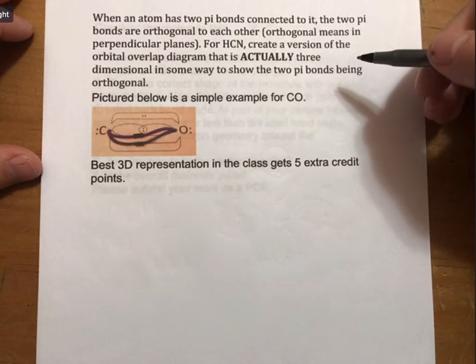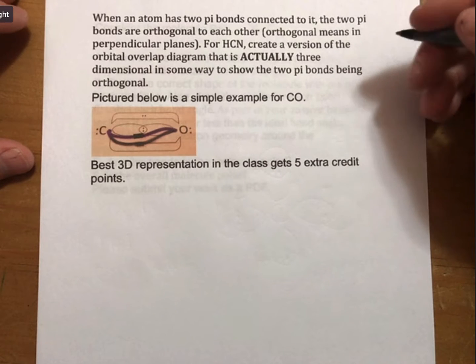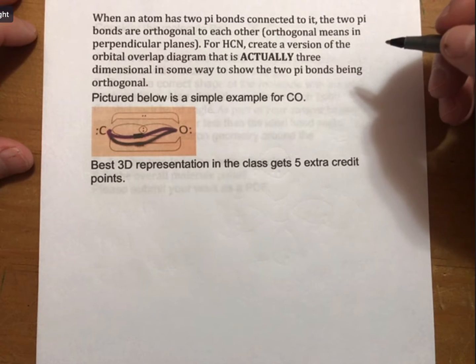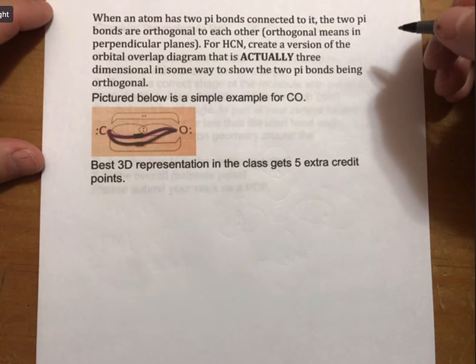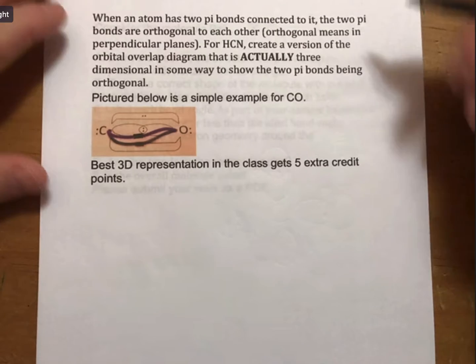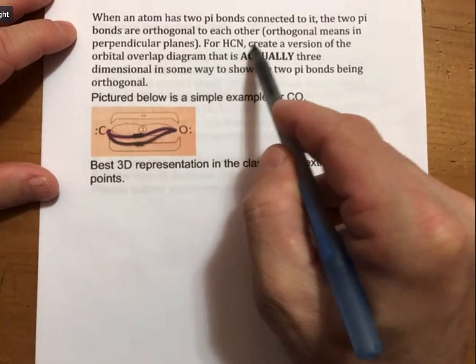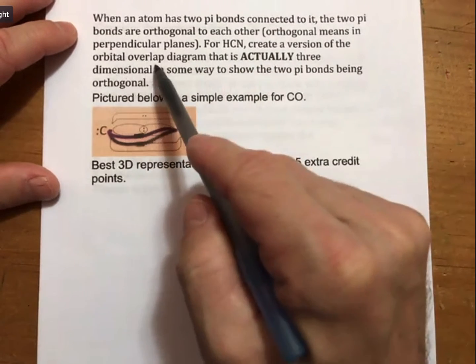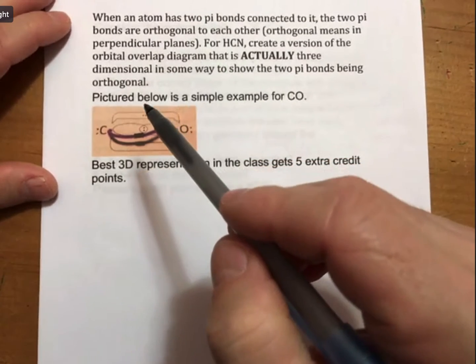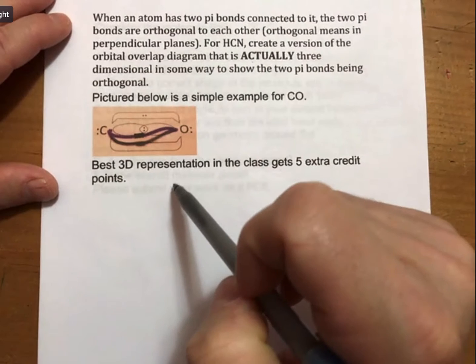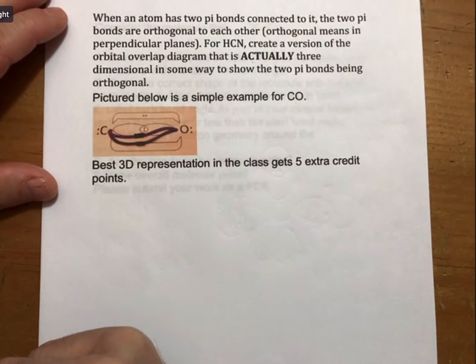Atom has 2 pi bonds connected to it. The 2 pi bonds are orthogonal to each other. Orthogonal means in perpendicular planes, or just perpendicular. The question says for HCN, create a version of the orbital overlap diagram that is, and by actually I mean literally, three-dimensional in some way to show the 2 pi bonds being orthogonal.